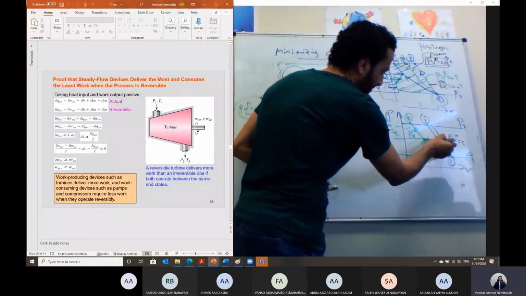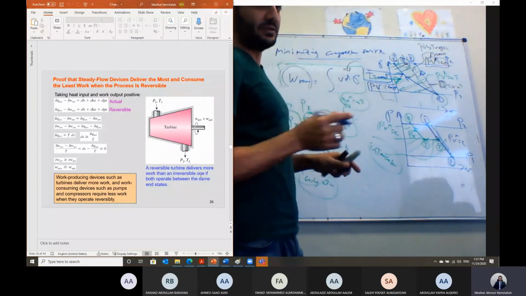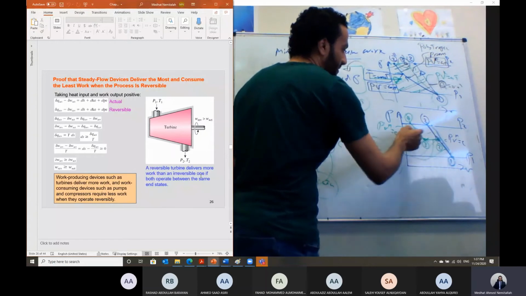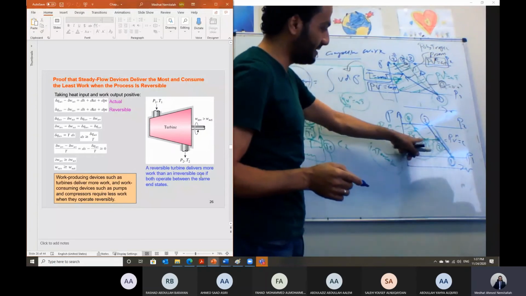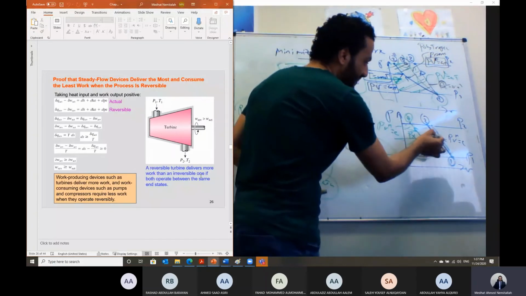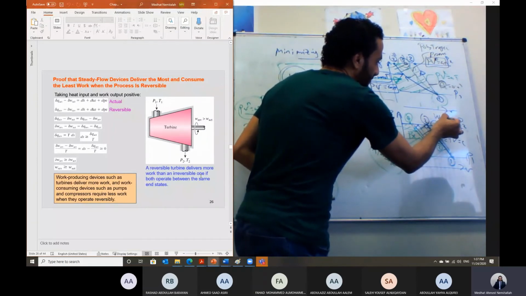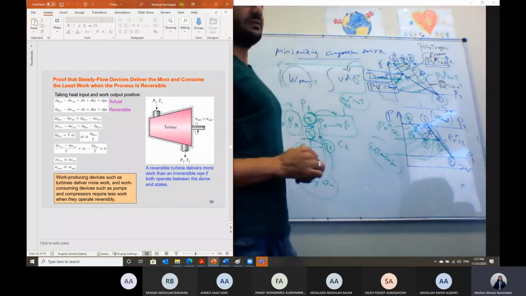This is the line, the blue line. So the area under the curve will be what? The whole area, this whole area. So that means if I'm using staging, I am saving this area from the compressor work. So this is the work saved. Do you understand this, Shabab?